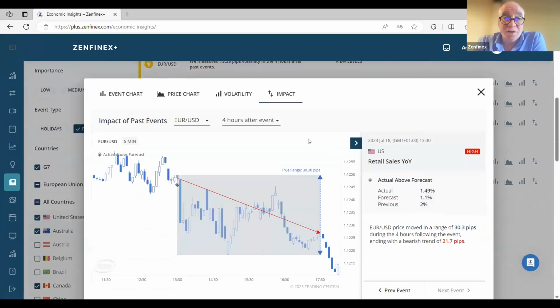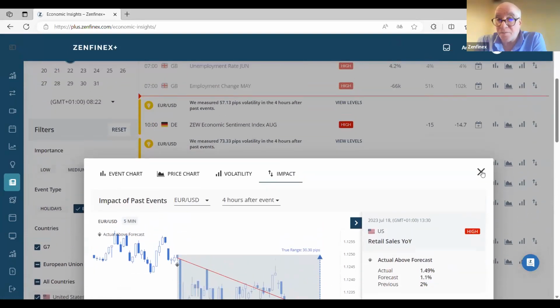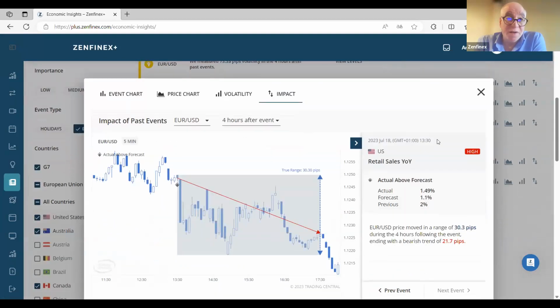Either if you have a trade already running or you're looking to get into a position, by utilizing some of these tools, you can actually do a little bit of forward planning and say, okay, last July the 18th, forecast was 1.1 and retail sales was higher than forecast and lower than previous. Well, we've got a slightly different scenario here, haven't we? The scenario we're looking at the moment was the previous was 1.5 and they're expecting retail sales to fall. What impact will that have on, let's say, the euro dollar or any other major instrument?